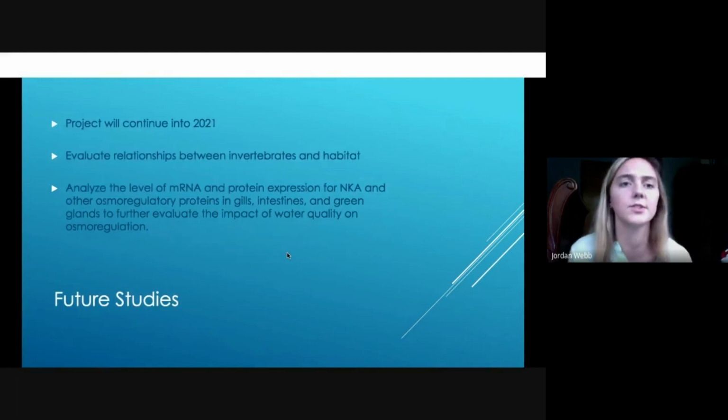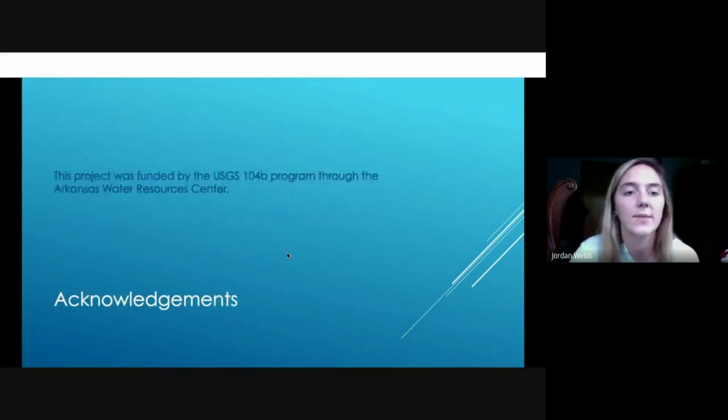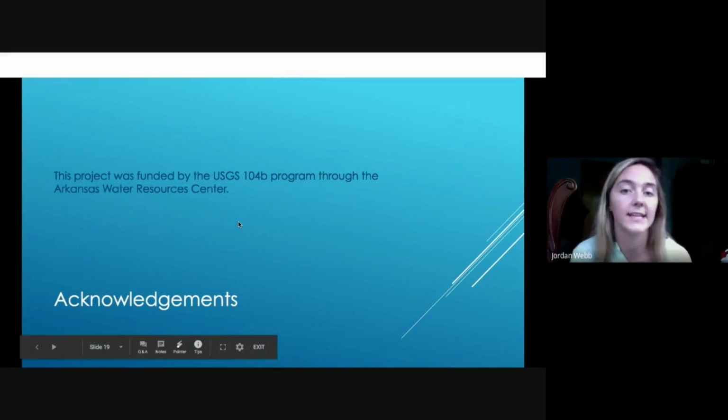So what does the future look like for us? Well, we will continue studying this summer, even on into 2021. Allison will be evaluating relationships between invertebrates and their habitat, and we will be analyzing the levels of mRNA and protein expression for NKA and other osmoregulatory proteins in gills, intestines, and green glands to further evaluate the impact of water quality on osmoregulation.